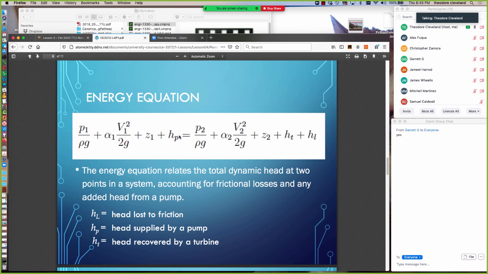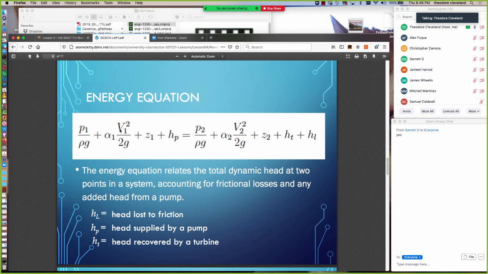Modified in the sense that we're considering energy added from pumps, energy extracted by a turbine, and energy lost due to friction. So reading the equation from left to right, we have P1 over rho g. That term right there is called the pressure head. And the pressure divided by the specific weight of water has dimensionality of length. So that's the pressure head, and it corresponds to the amount of total head at that location that is attributed to whatever pressure the water has.